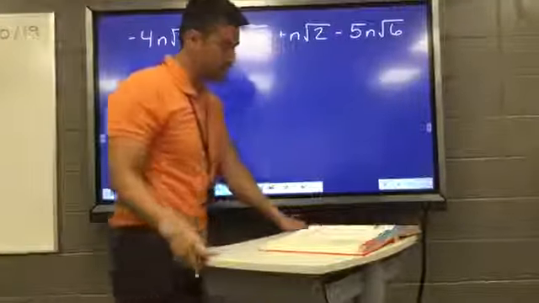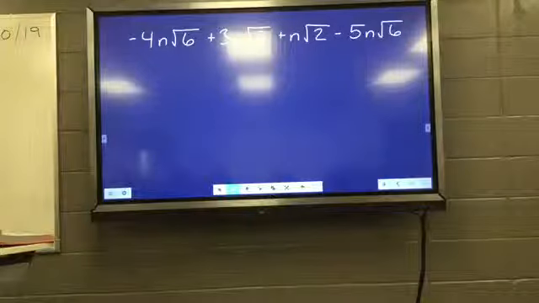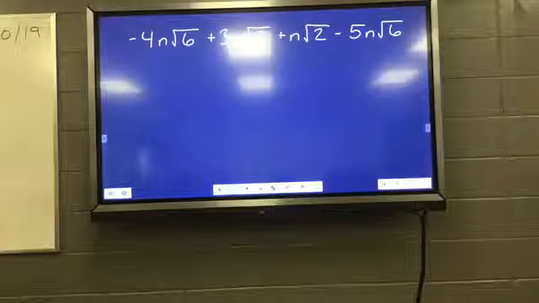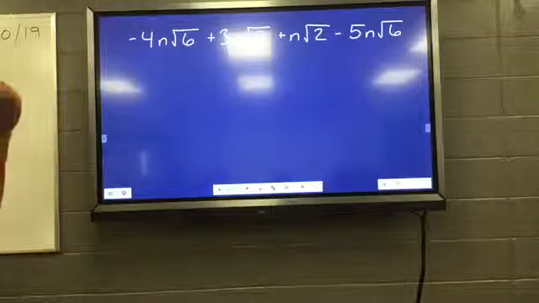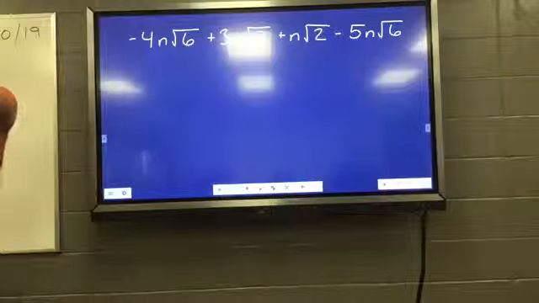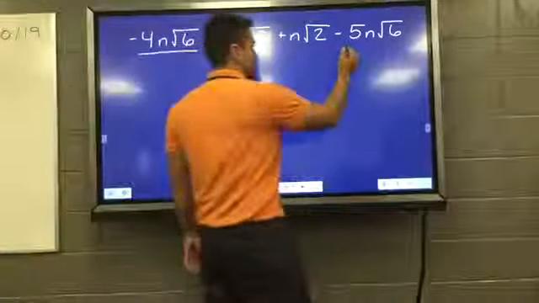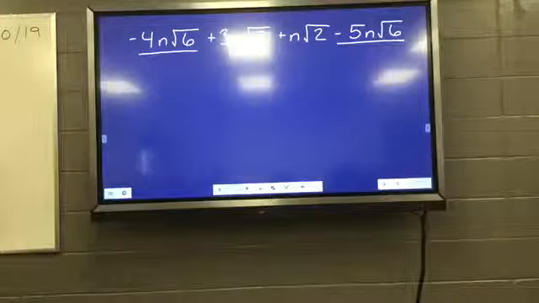All right, this is example number 2, and I need to make sure I wrote it down right. You did. Yeah, this is like the same thing as the last one. Remember guys, you got to look for like radicands. So how many terms do I have up there? 4. Which ones are the like radicands? Which ones have the like radicands? The first term and the last term are like radicands. And so what do you have to do with those?